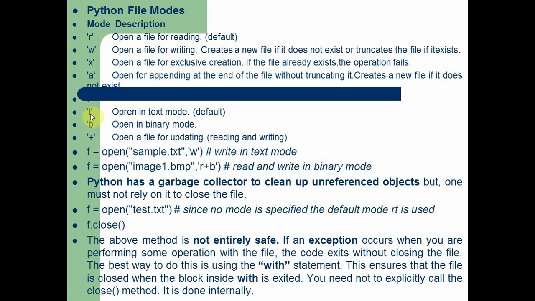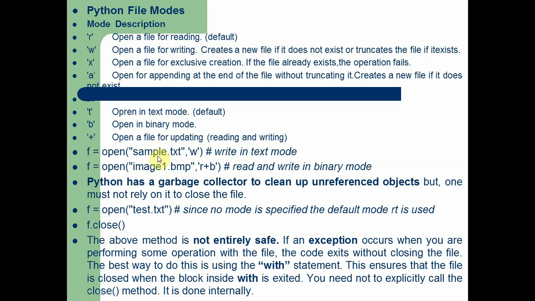If you mention T, it will open in text mode, the default mode. If you mention B, then binary mode. If you mention plus, the file opens for updating. Now we are going to understand how we can open any text file using the open function, and after opening the file, we can close it using the f.close function. There are two functions here: open and close.